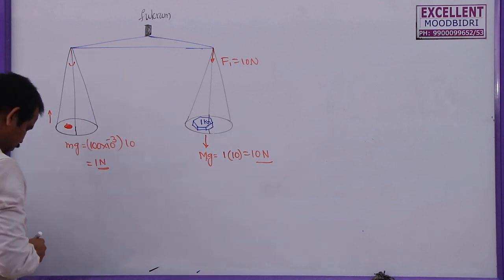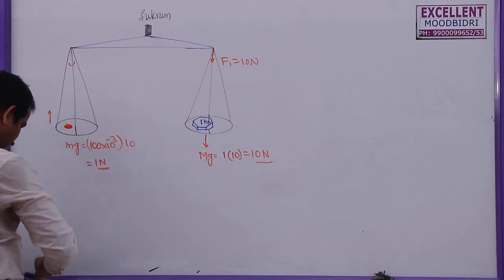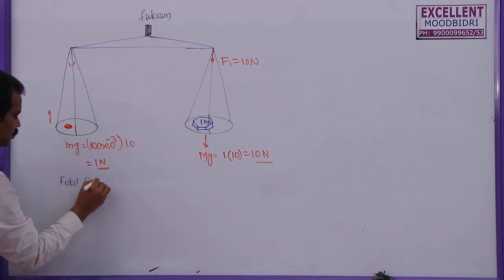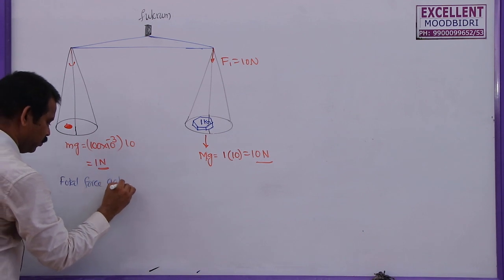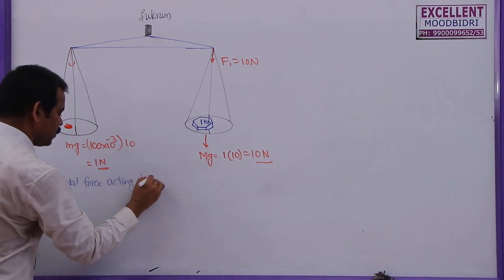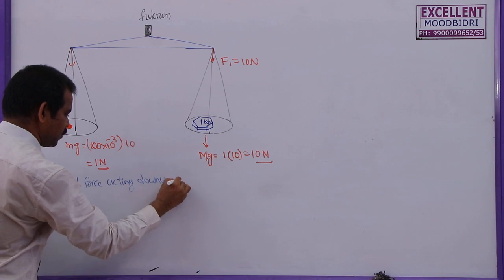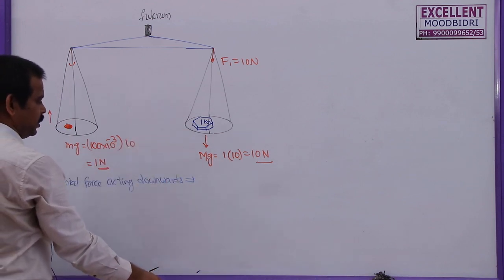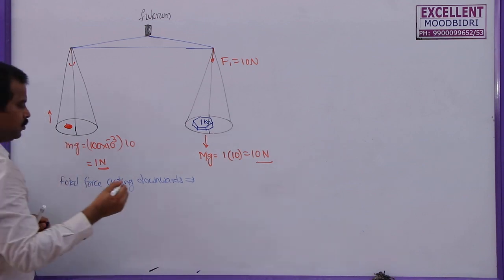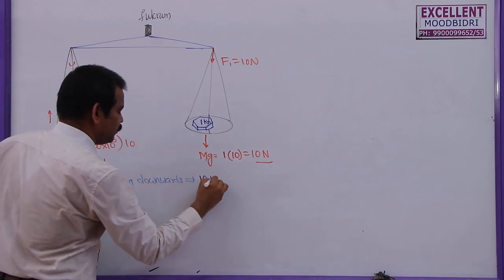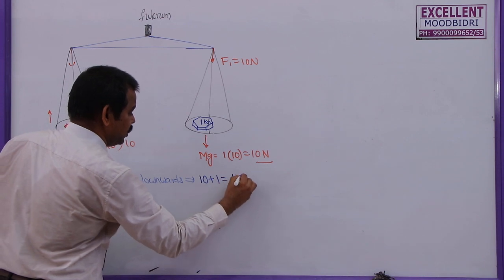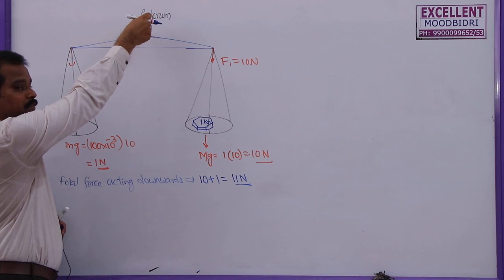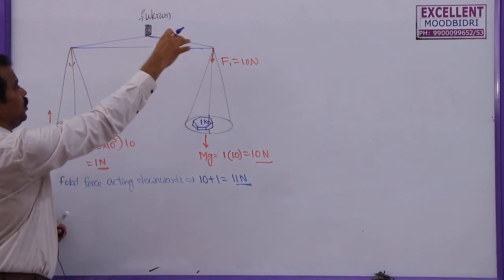The total force acting downwards is, one is the weight of this stone, that is 10 Newtons, and the weight of this single tomato, 1 Newton. So total 10 plus 1, which is equal to 11 Newtons force acting downwards. So how much force has to be applied by the vegetable vendor to keep it in balance?